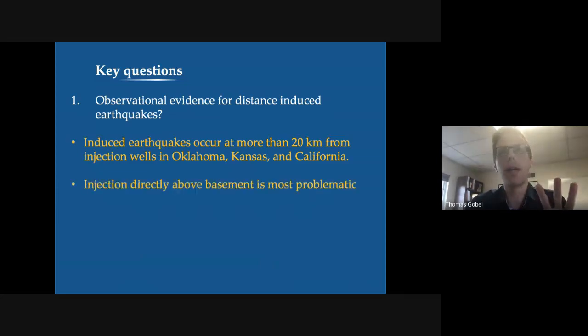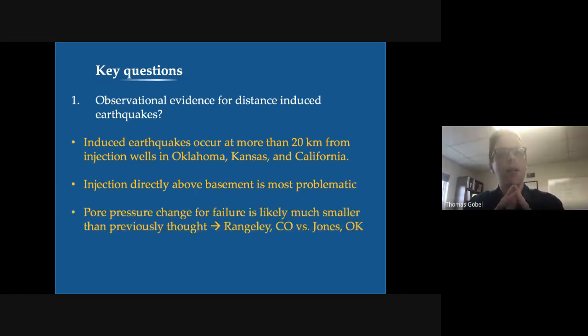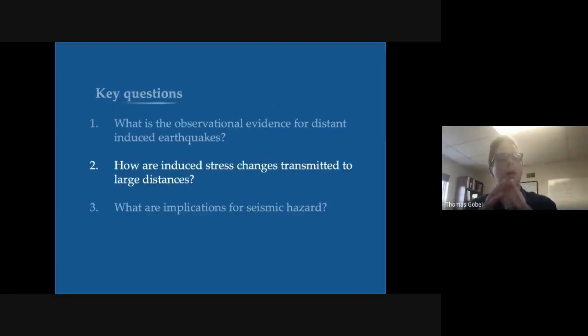So more than 20 kilometers, and we highlighted the importance of the above basement injection. And the last point, just to reiterate again, pore pressure seemed to be, well, this is just taken straight from the Keranen 2014 paper, where they hypothesized everything is driven by pore pressure diffusion, right? And then at face value, the required pressure perturbation for failure is much smaller than previously expected, right? At least from, let's say, Rangely and the Rayleigh paper from the early 70s, okay? All right, so that was the first part, and let's jump into the second part now.